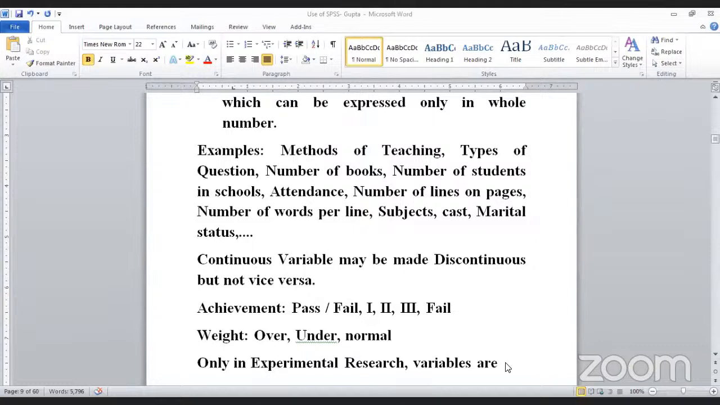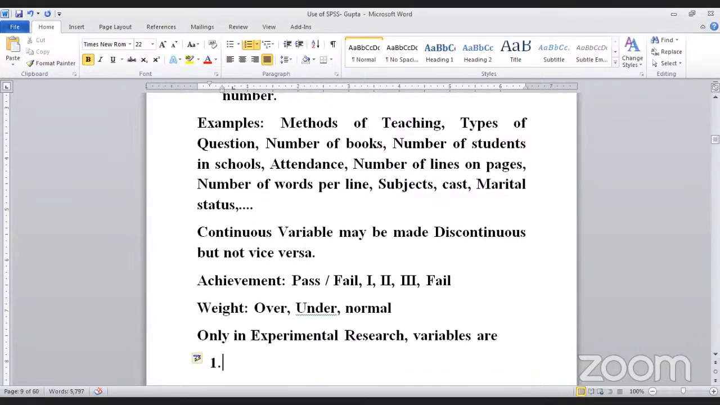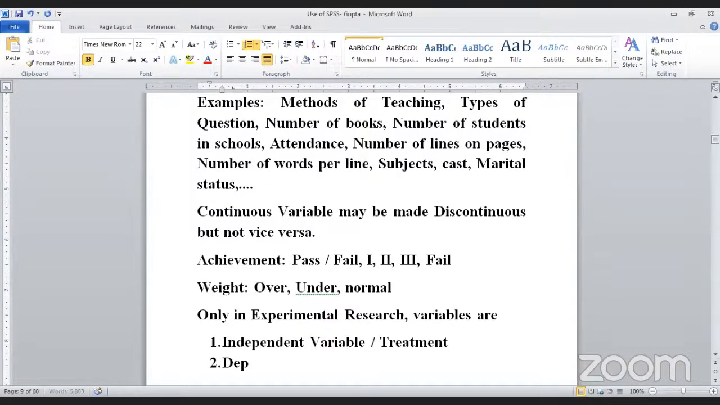So only in experimental research, the variables are, one is called independent variable, or it is also called the treatment. In experiment, because we have the designs, so there we talk about the treatment. Then another is dependent variable. These two names of the variable you can use only and only if you are conducting an experimental study.